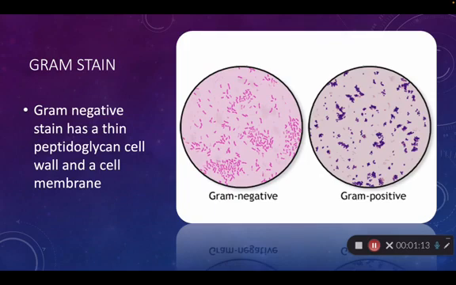Peptidoglycan is a polymer compound composed of peptides and polysaccharide chains, and the function of the peptidoglycan cell wall is to support and protect the cell as well as anchor other components of the cell to its membrane. The cell membrane contains lipopolysaccharides and also helps to contribute to protecting the cell.